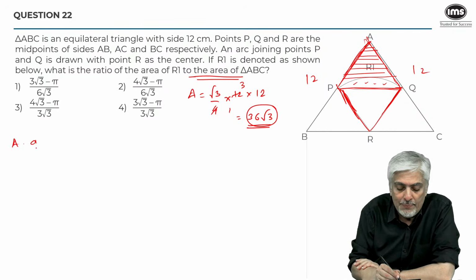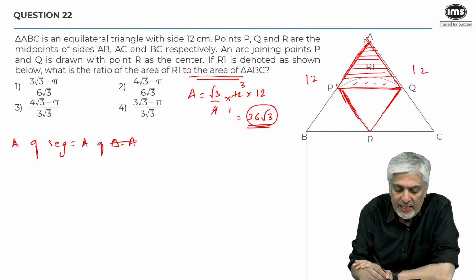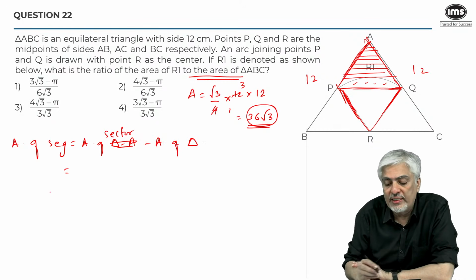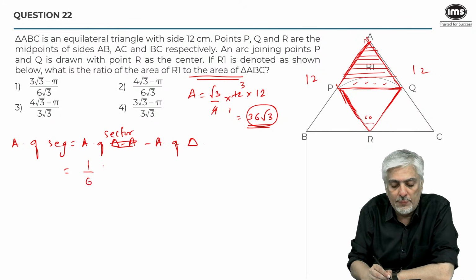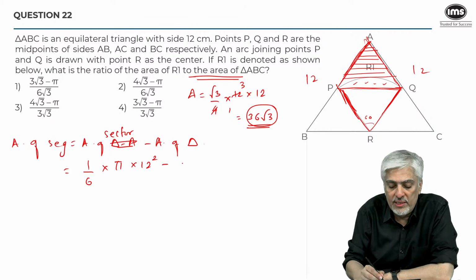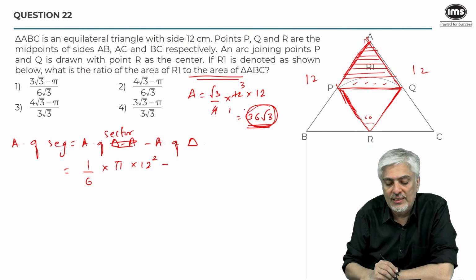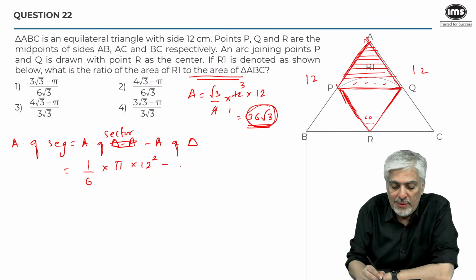So the area of the segment will be area of sector minus area of triangle. Area of sector, what will be theta? Theta is 60 degrees. So it will be 60 upon 360, 1 upon 6 into pi into r square, minus area of the triangle, which is obviously exactly 1/4 of this. No need to solve also. So that will be 9 root 3. 6 2s are 12, 12 2s are 24. So we are left with 24 pi minus 9 root 3.